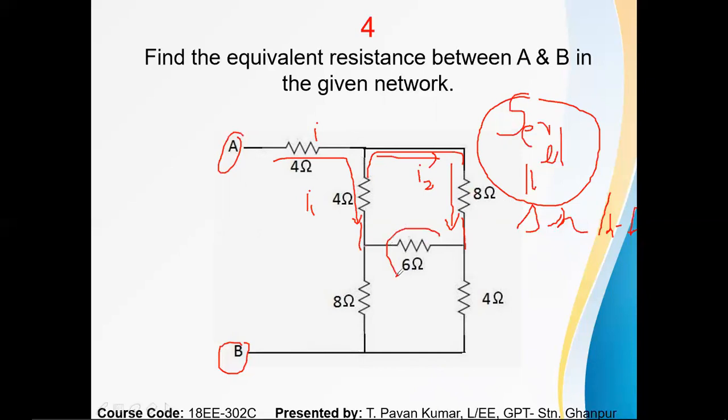Here the 6 ohms is present. 6 ohms exists between 4 and 8. That means this 4 and 8 are not parallel. Again, I will repeat it. Let me say this is the 1, 1 dash terminals, and this is the 2, 2 dash terminals.